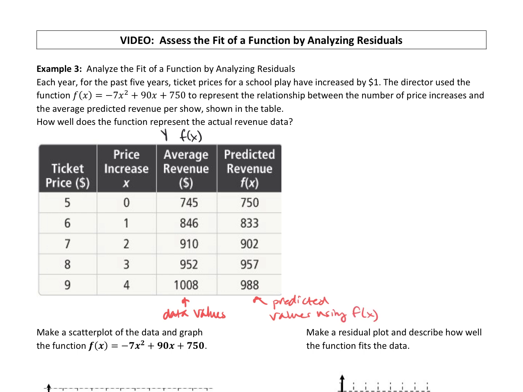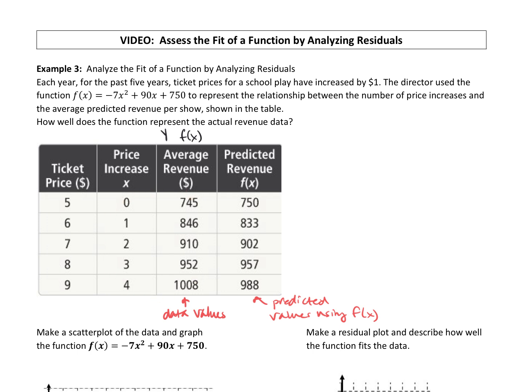So ideally, what they're asking us to figure out is how well does this function right here represent the actual data? If you guys have done scatter plots and you had to draw in a line of best fit, how good of a line did you come up with? That's what we're trying to figure out. How good is this function to represent this data right here?